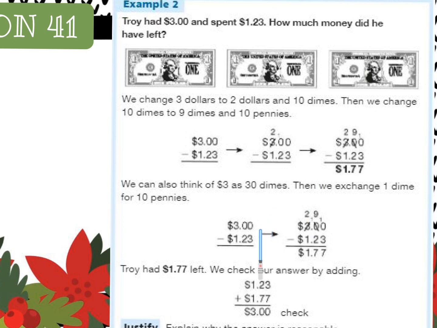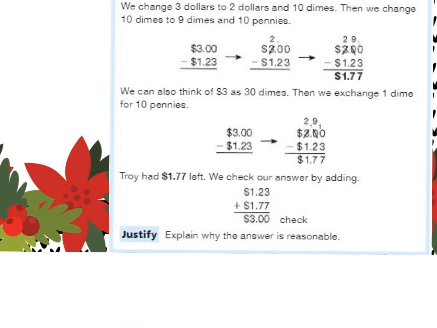You can also think of $3 as 30 dimes. So then we exchange 1 dime for 10 pennies. So this is what this looks like. You still get the same answer. And then the last part says Troy had $1.77 left. We check our answer by adding. So it's always a good idea to check over your work. You take your answer, $1.77, and you add it to $1.23, what you spent. And you should end up at $3, which is what he started with.